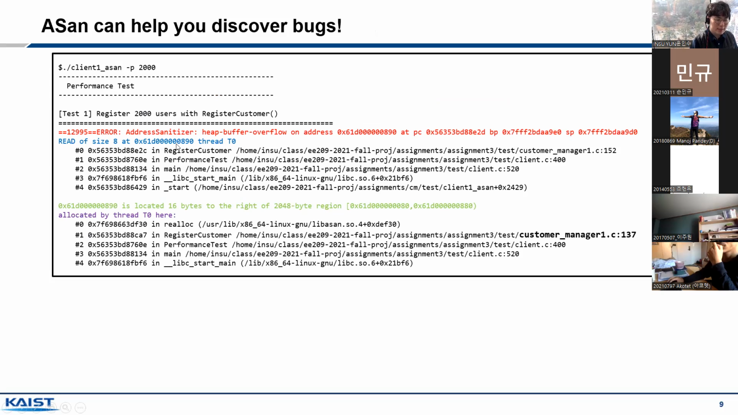If you run this program with -p 2000, it crashes and it gives such an error. Address sanitizer says heap overflow happens. On the address here, this is the buffer address that caused this overflow. PC is the program counter, and it also shows you the stack pointer. BP is the base pointer for your stack, and SP is the stack pointer. And then you can see what type of buffer overflow happened. It says a read of size 8.